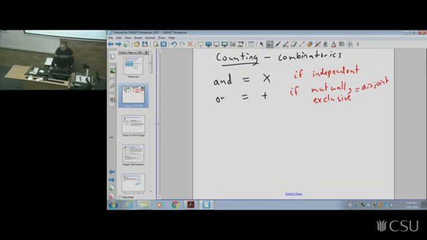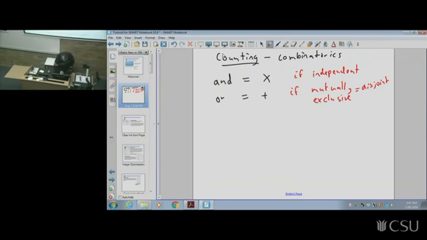So if you've got one thing happening or another, you just add them together. And again, that's only valid if they can't happen at the same time. So it's really more of an exclusive or, perhaps. That's one way of thinking of it: one or the other, but not both at the same time. So that's the simple case. Those are the special cases, which we'll use a lot of the time.